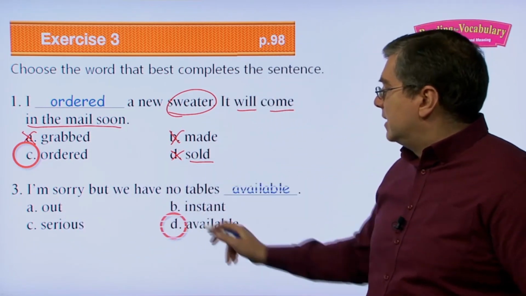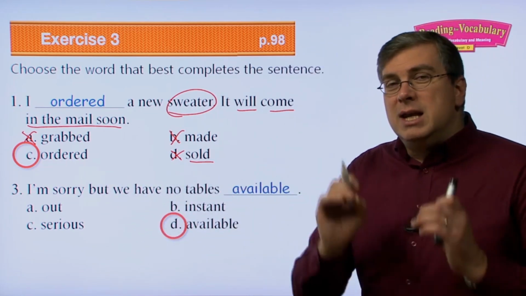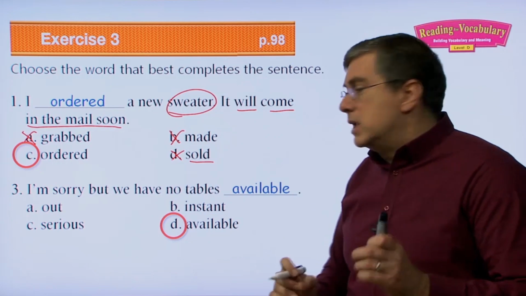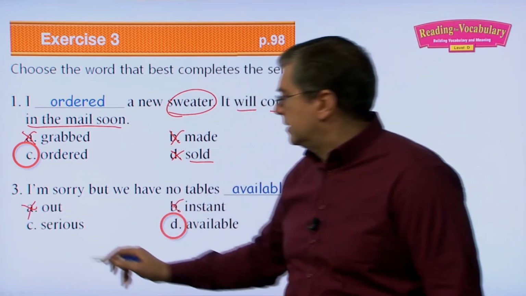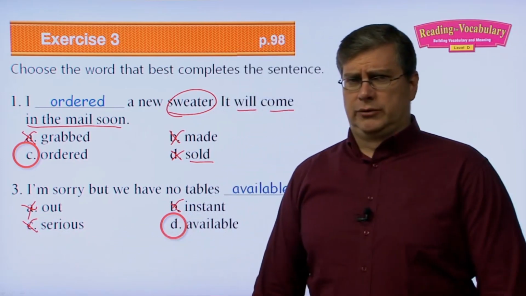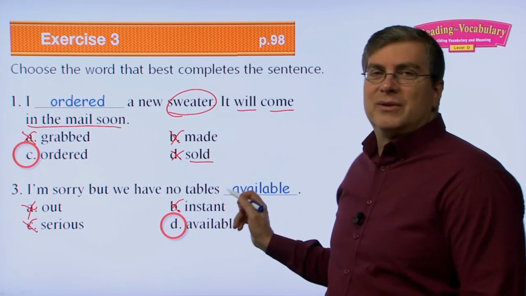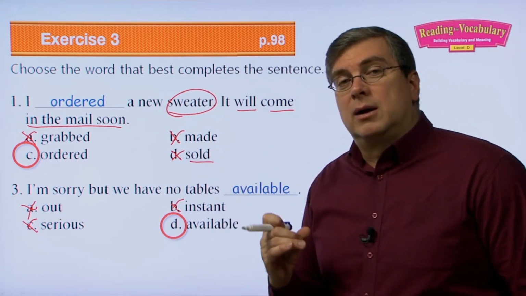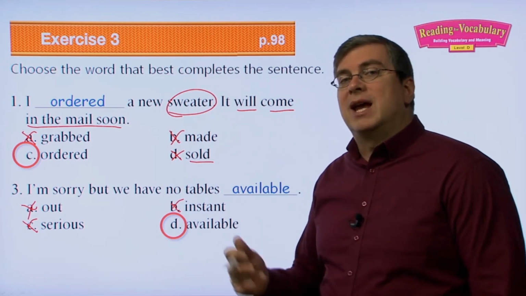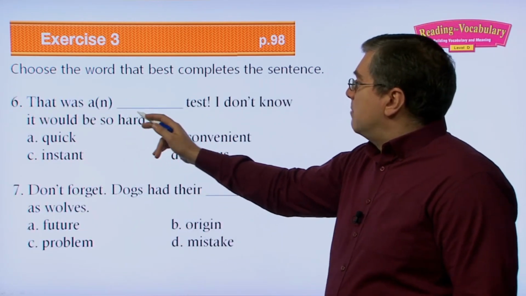Well, right away we can see available. I'm sorry, but we have no tables available. No tables are ready for your use. Not out, not instant, that doesn't make sense, and not, we have no tables that are serious. That's just silly, right? So, I'm sorry, but we have no tables available. This one we see right away. No tables that are ready for your use. No tables available.